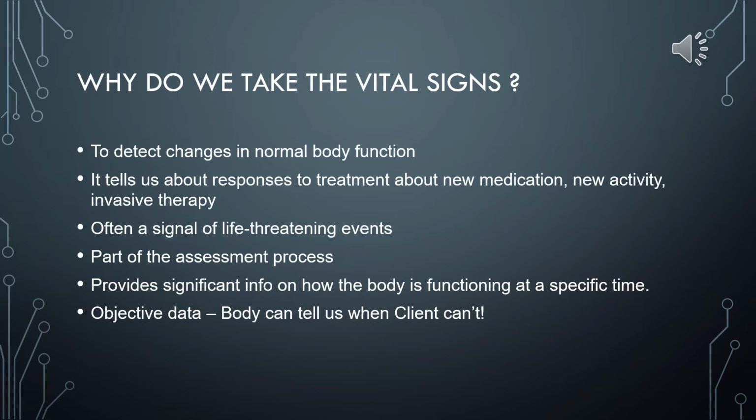Next one is that it provides significant information on how the body is functioning at a specific time. It provides information about what is happening inside the body at this point in time. So whenever you feel low, you can take your blood pressure and you will see what is going on inside your body. Next is objective data. As I have described earlier, what objective data means: the body can tell us what the client cannot.